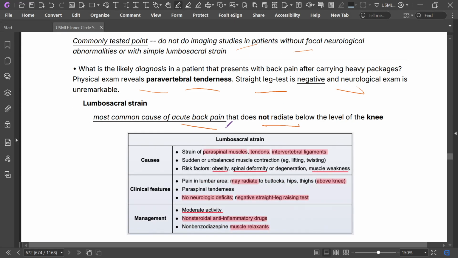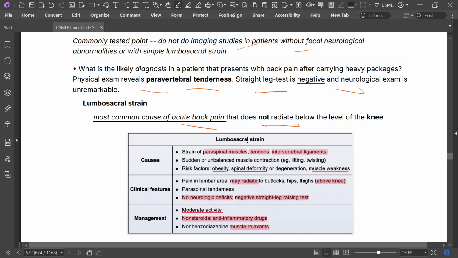Lumbosacral strain involves the paraspinal muscle, tendon, and intervertebral ligaments. There is sudden or unbalanced muscle contraction, lifting, twisting. Risk factors: obesity, spinal deformity or degeneration, muscle weakness. Clinical feature: pain in the lumbar area may radiate to the buttock, hip, thigh.